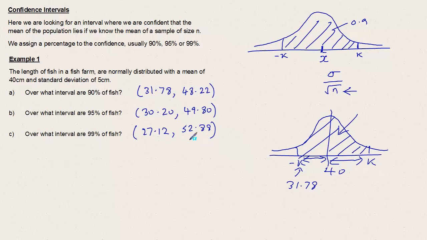So the interval has to be wider if we want a greater proportion of the fish. And that's the same with the idea of the confidence interval. For the same value of n, we'll have wider intervals if we want to be more confident.